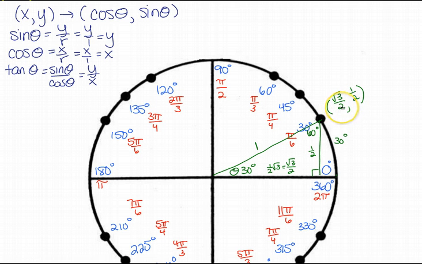Where root 3 over 2 is the cosine because that is your change in x, 1/2 is the sine because that is your change in y. We can go ahead and do that with the next triangle as well. We drop down that point, we connect. This is going to be a 90-degree angle. This is your radius, so this is going to be 1.